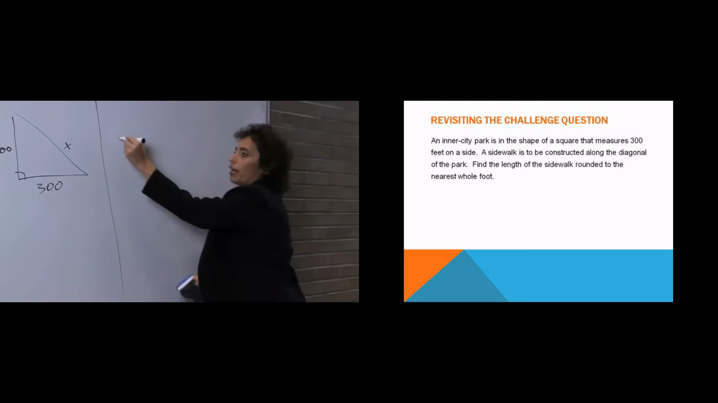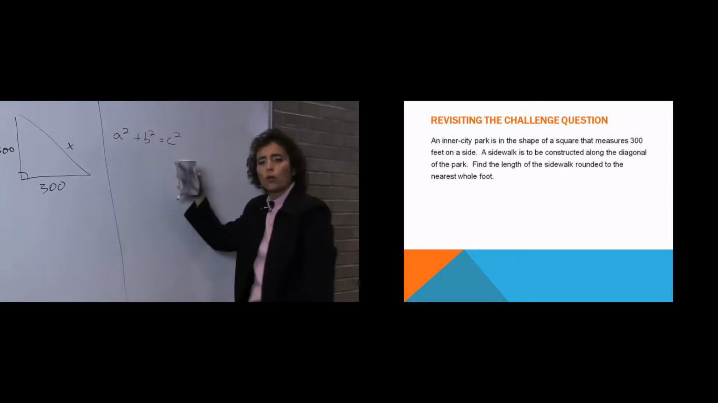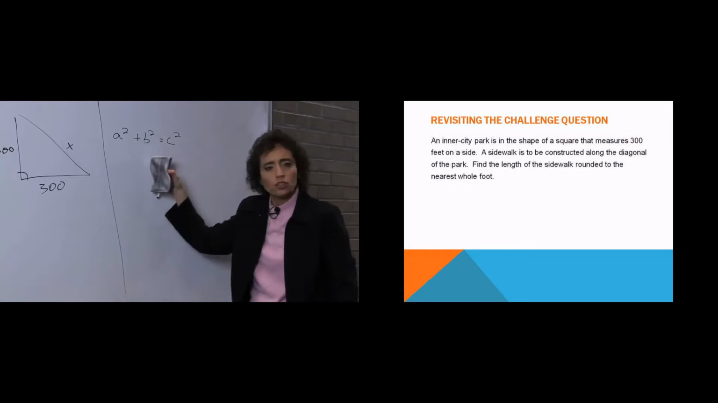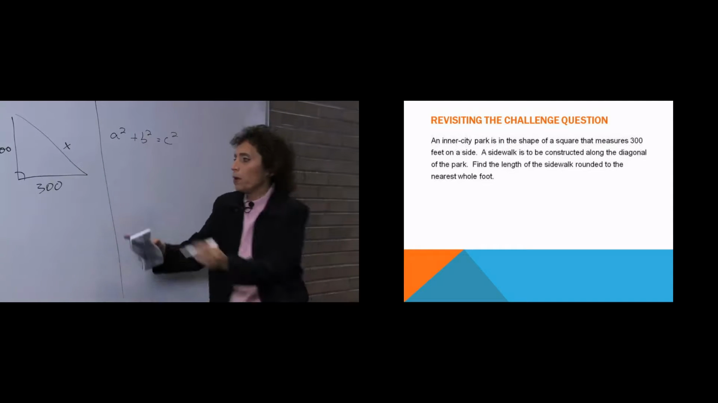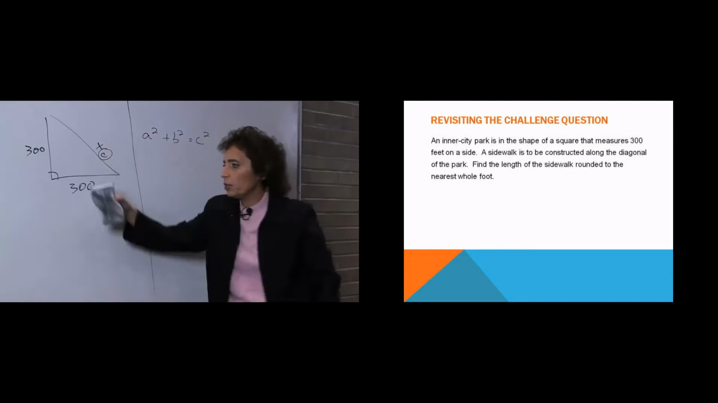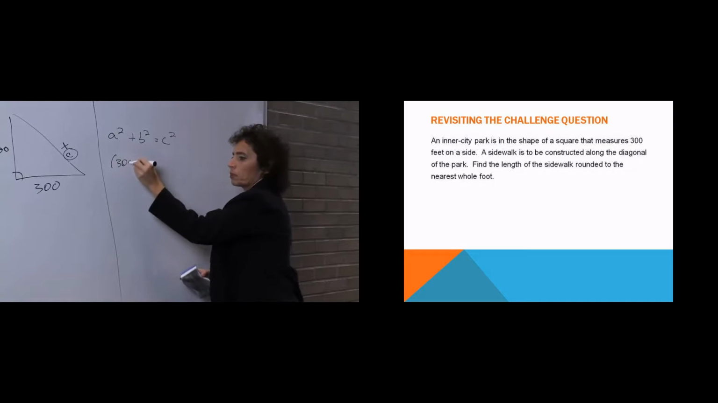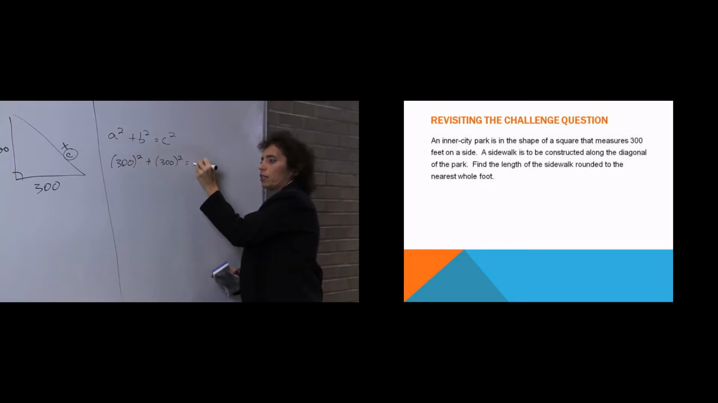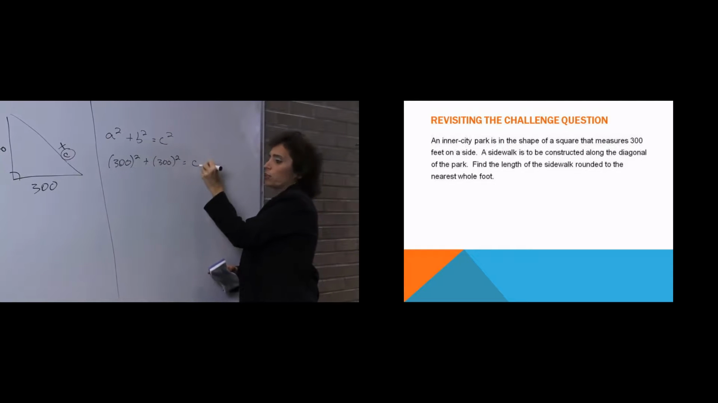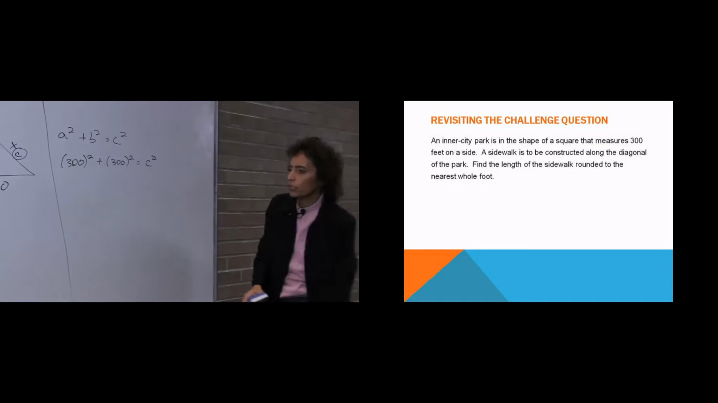Here we go. We know that a squared plus b squared equals c squared. How do I know I need this formula? I need this formula because I need the missing side of a right triangle. Remember, this is c. I know that's c because it's opposite the right angle. 300 squared plus 300 squared equals c squared. I'm just going to leave it c. I could have put it x, but I'll just leave it c. That's the side I want.